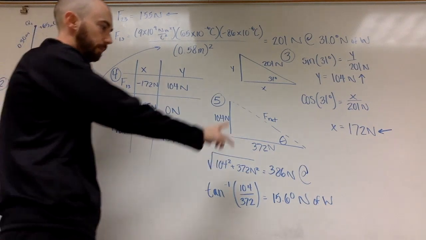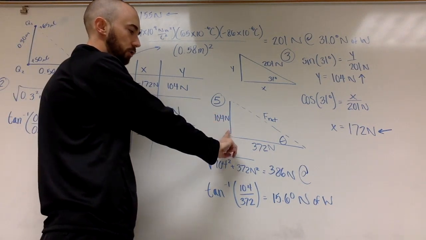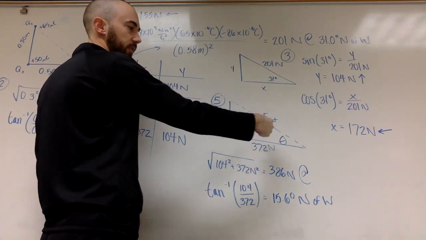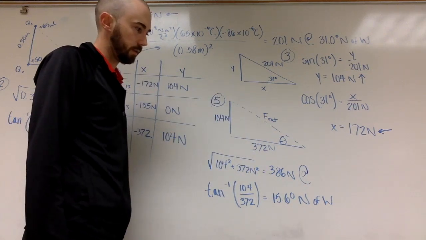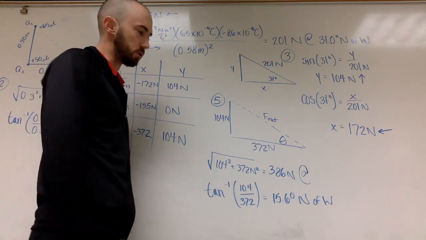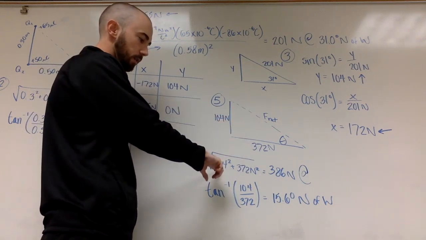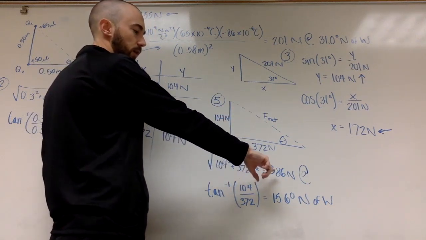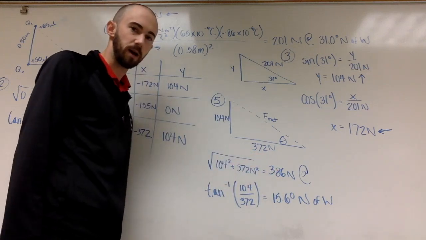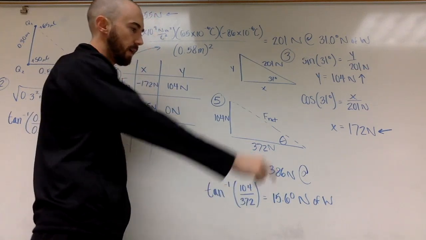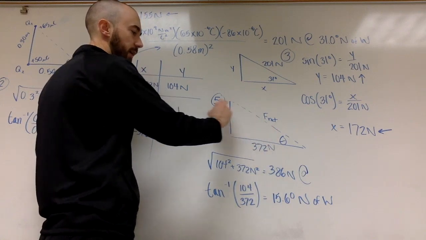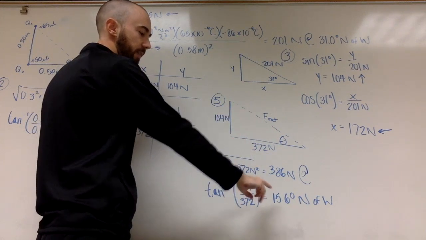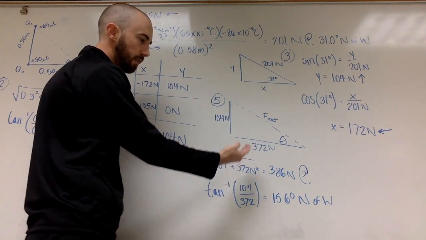Now that I've got that, I'm going to make a triangle for it. With this triangle over here, it shows I'm going upwards and to the left from the origin. Now I can solve for my total value. I just use Pythagorean theorem again. A squared plus B squared equals C squared. I get 386 newtons as the magnitude of my force. Then I use the inverse tangent again, opposite over adjacent, and I find that the angle is 15.6 degrees.